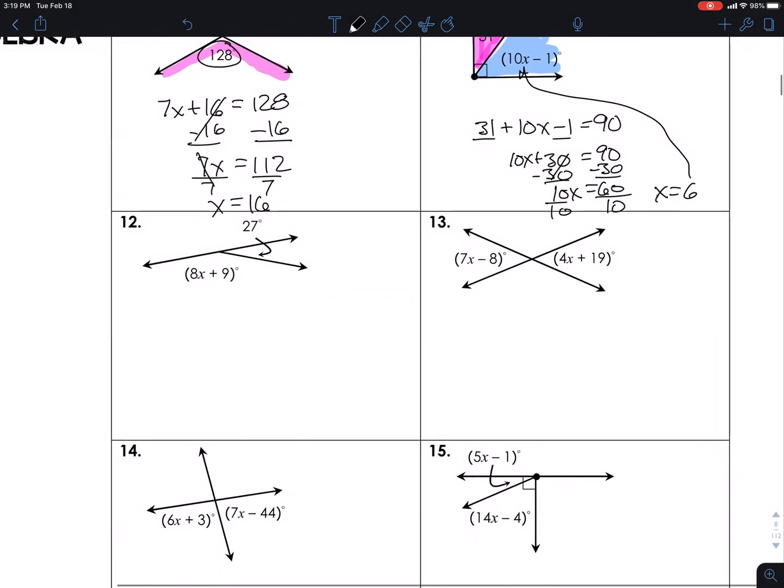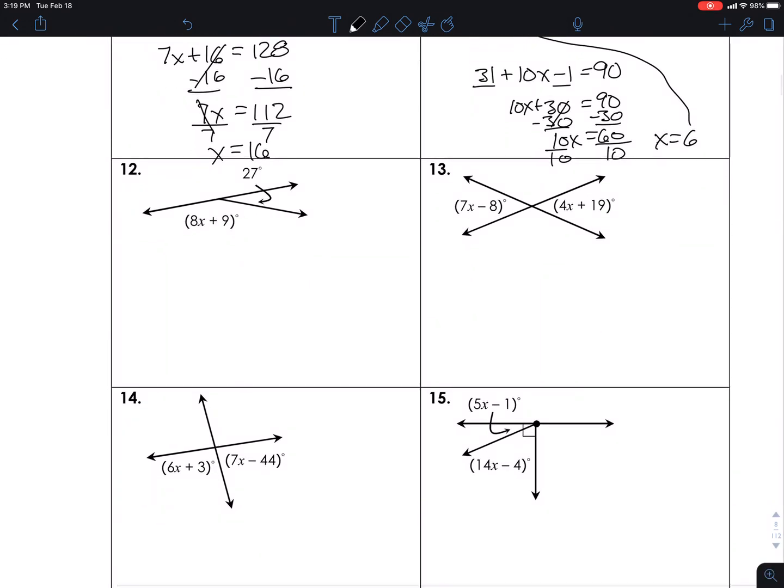I'm going to do 12, and you're going to have to do the other 3. Okay. Again, hopefully you're remembering this is a straight angle. What's a straight angle? Equal. Okay. What was a straight angle? 180 degrees, right? So they're telling us this piece is 27 degrees. This piece is 8x plus 9. So I'm going to write it like that. 8x plus 9 plus 27. Adding the 2 parts together should give me the whole. Okay? It's the whole thing.